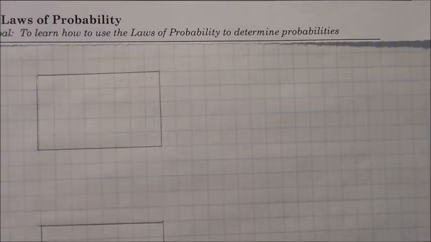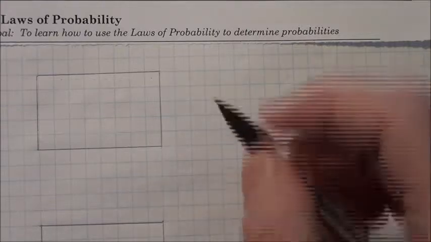Today the goal of the lesson is going to be to learn how to use the laws of probability to determine probabilities. So we've looked at a few different techniques for calculating probabilities using Venn diagrams. Recently we looked at tree diagrams just previously before that. Now we're going to take a look at a few laws which I've already kind of touched on, but we'll just review them right now.